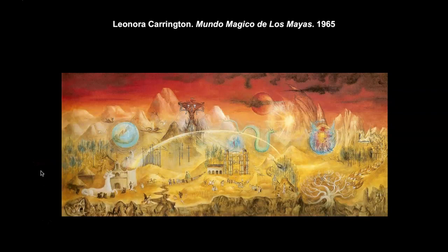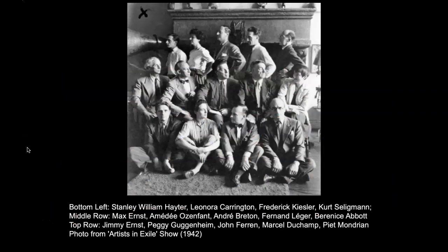This is Mundo Mágico de los Mayas. So after she moved to Mexico, she started adopting a lot of the indigenous mythologies there. And you can see that with Quetzalcoatl, the snake here, and a lot of the other symbolism, as well as this Baroque church here, tree of life, lots of different symbols. This is a giant mural that she did. Here's the jaguar head.